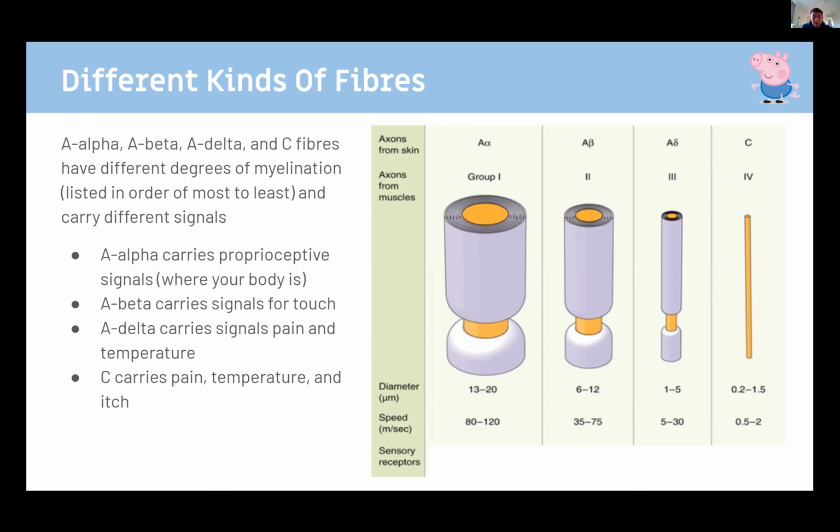So your A alpha, as you can see, the one on the left is quite fat. It will have the most myelination. It carries proprioceptive signals. That's basically telling your brain where your hand is, where your arm is, where your leg is. It's basically telling your brain where your body is relative to the area around you. A beta carries signals for touch, so anything you touch. A delta carries pain and temperature signals, and C carries pain, temperature, and itch.